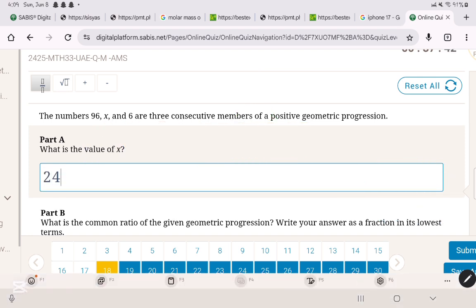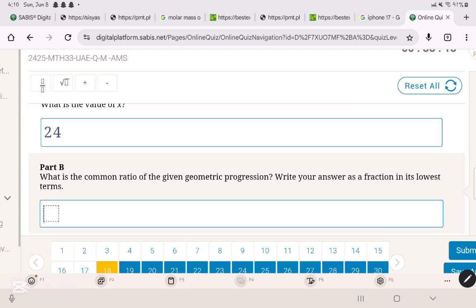Now, why did we not take minus 24? Because they said it's a positive geometric progression. What does this mean? This means that our common ratio is positive, and for our common ratio to be positive, both signs have to be the same. That means x and 96 have to have the same sign, or 6 and x have to have the same sign, which is positive. So in this case, it's going to be positive 24 as our answer.